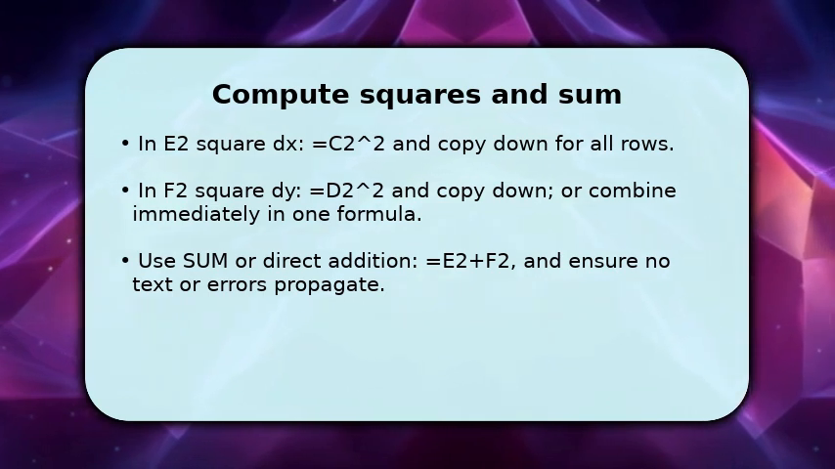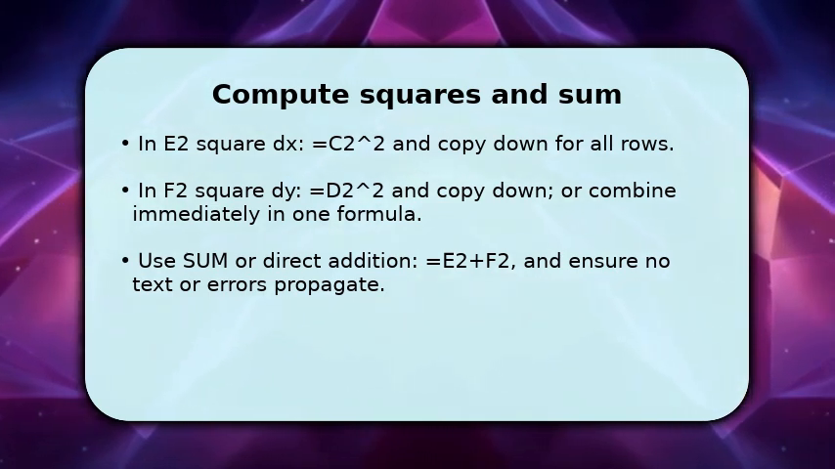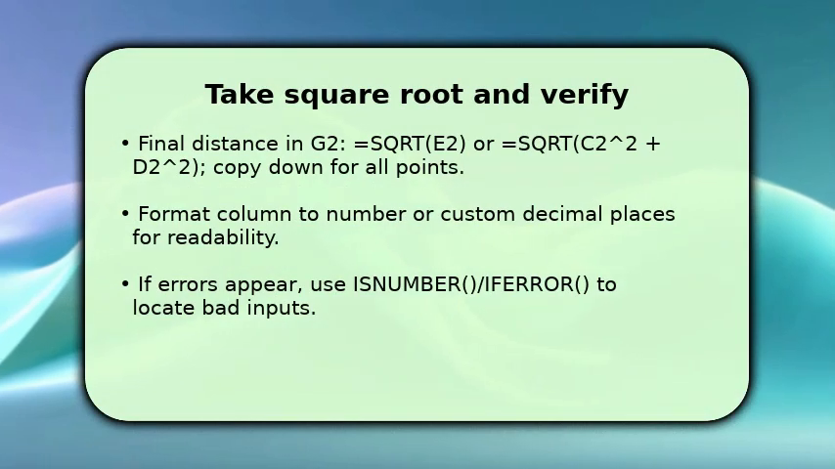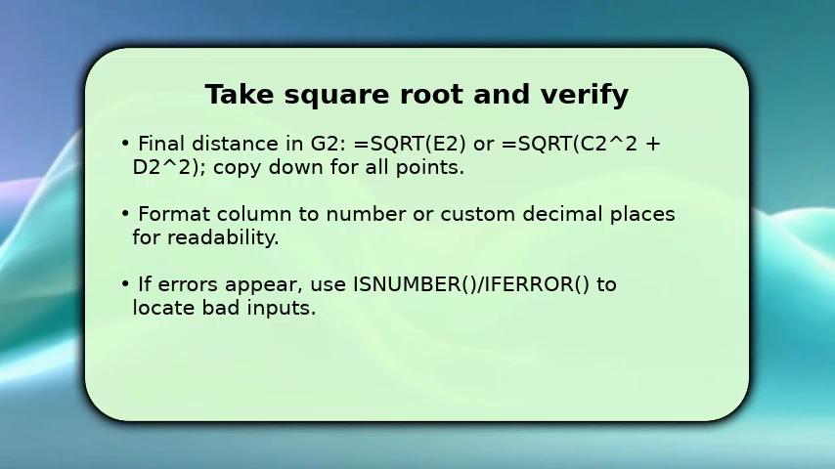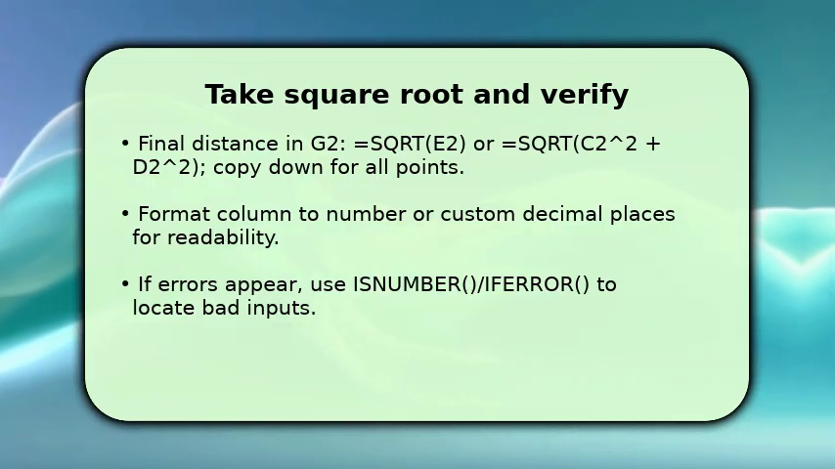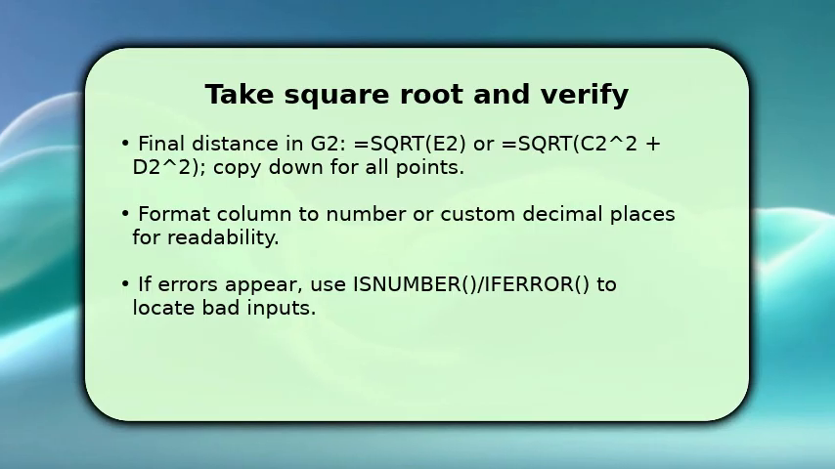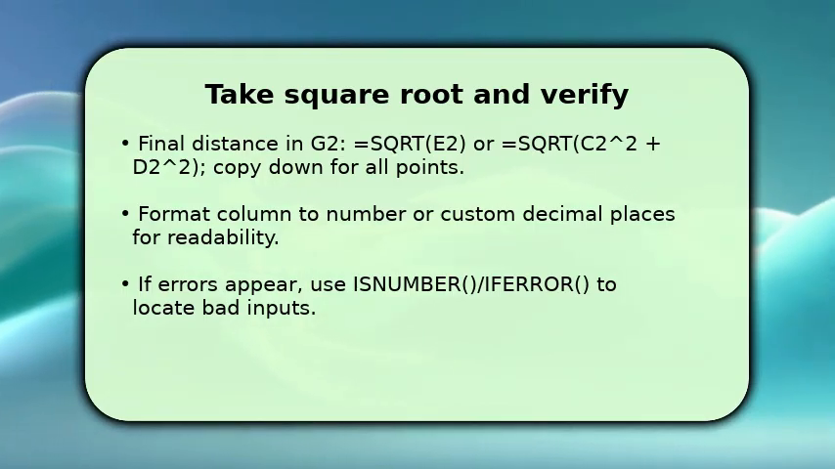Now get the Euclidean distance. In G2 enter =SQRT(E2) if you used a sum column, or shorthand =SQRT(C2^2+D2^2) to combine steps. Copy that formula down and format the column to 2 or 3 decimals for readability.